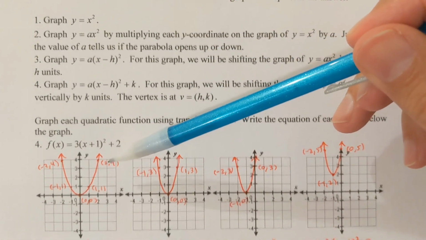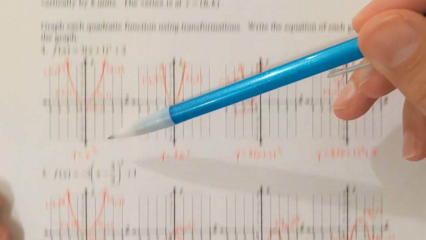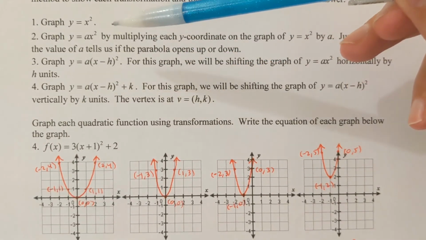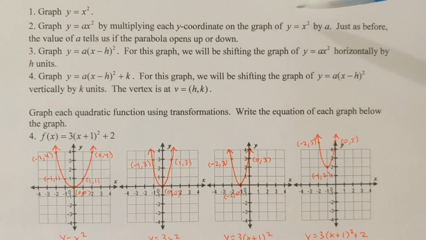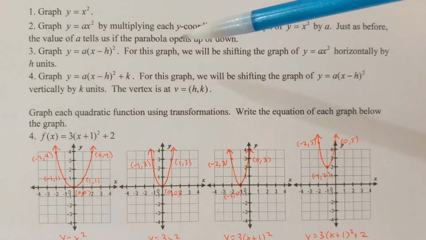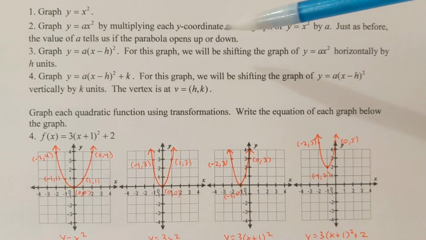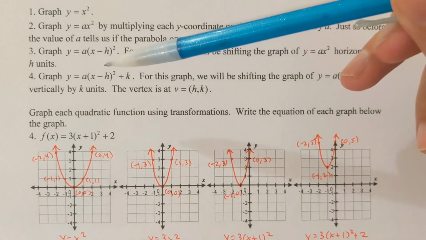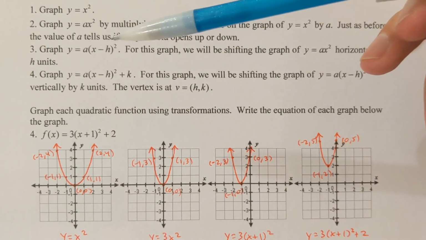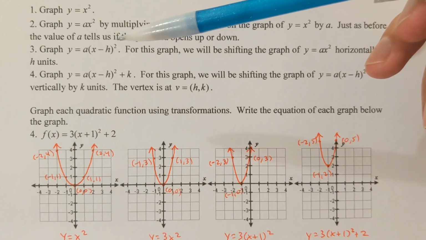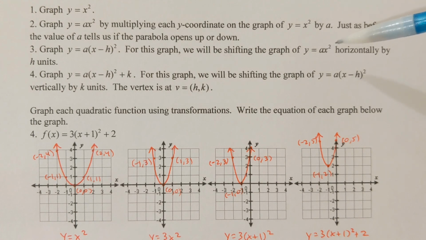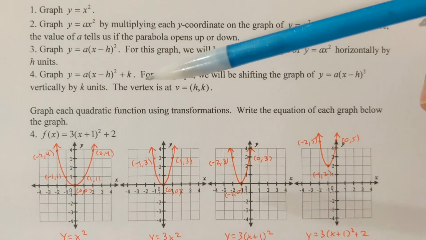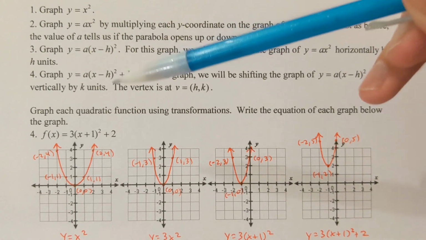That's when we're going to graph on every single one of these, y equal x squared. Step 2, graph y equal a times x squared by multiplying each y coordinate of x squared by a. Just as before, the value of a tells us if the parabola opens up or down. Step 3, graph y equals a times x minus h squared. For this graph, we're going to be shifting the graph of y equal a times x squared horizontally by h units.